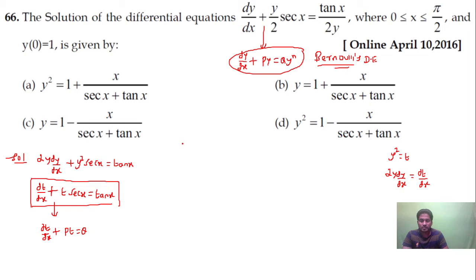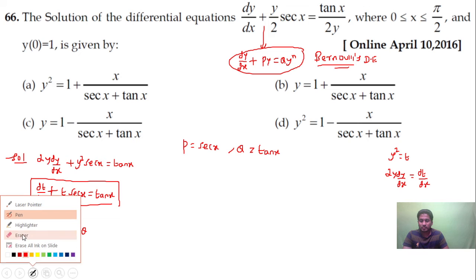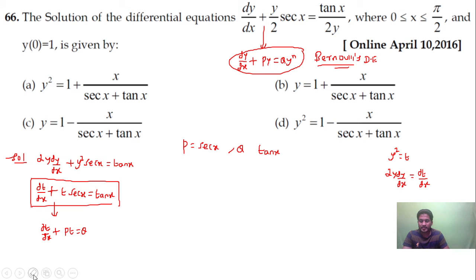Now P will be equal to sec x and Q will be equal to tan x. The integrating factor IF is equal to e to the power integral of P dx, which is e to the power integration of sec x. e to the power integral of sec x will be e to the power log of sec x plus tan x. e to the power log of x is x only, so you will get this as sec x plus tan x.